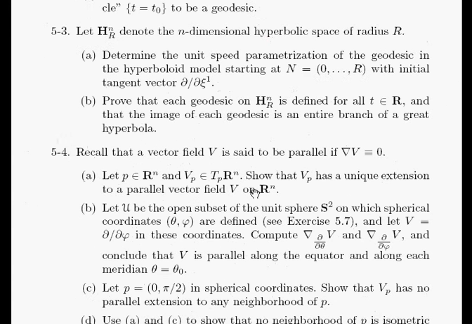5.4. Recall that a vector field V is said to be parallel if the total covariant derivative is constant and equal to 0. Letter A, let p be an element of R^n and let V_p be in T_p R^n. Show that V_p has a unique extension to a parallel vector field V on R^n. Letter B, let U be the open subset of the unit sphere S^2 on which spherical coordinates theta, phi are defined, and let V be d/d phi in these coordinates. Compute nabla of V over d theta and nabla V over partial phi, and conclude that V is parallel along the equator and along each meridian theta equals theta 0.